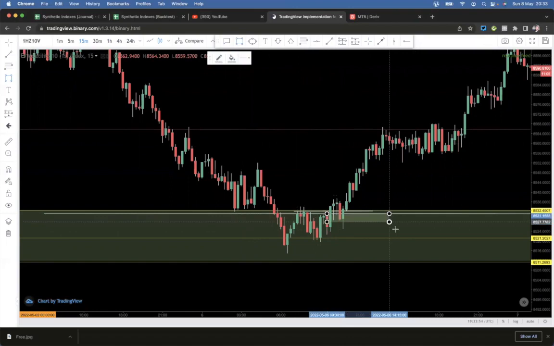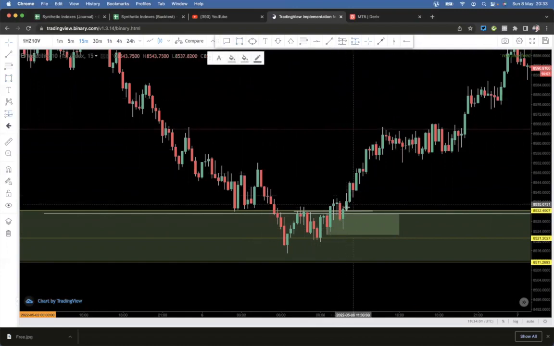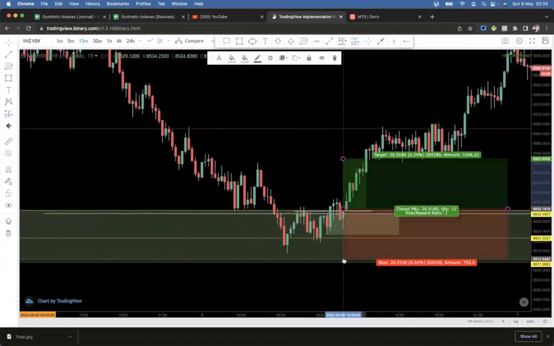It's this institutional candle right here. Okay, so when we had that pullback, this is your entry. Okay, this would have been the entry. Bam, stop loss just below here.